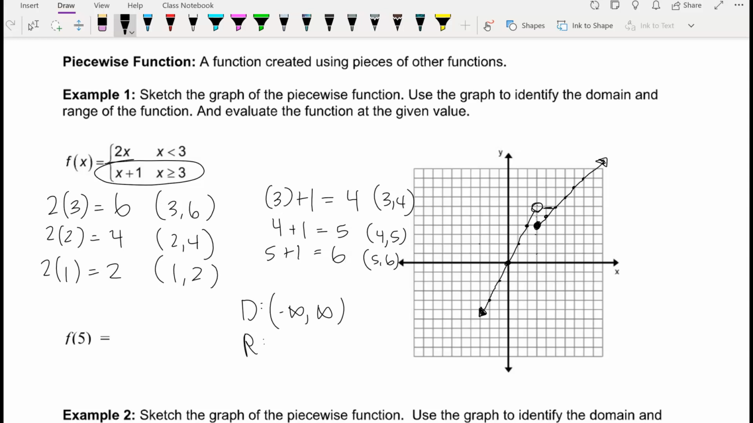Same with our range. That gets filled in here. So it will also be negative infinity to infinity.